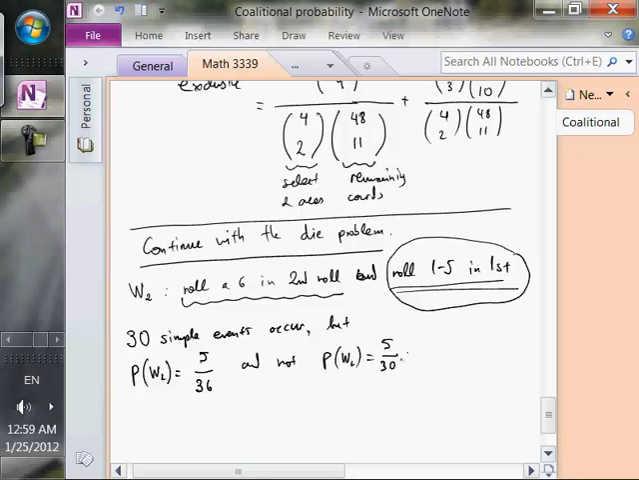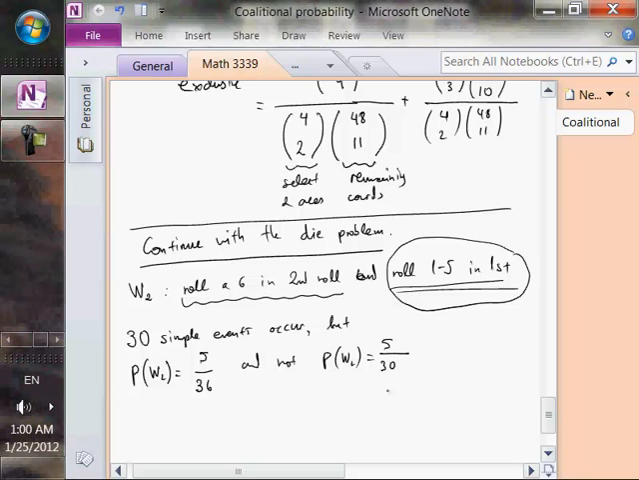Because although we have the same number of simple events, the 30 simple events do not all share the same amount of conditional probability. And therefore, if we try to just count simple events under which W2 can occur, favorable over all simple events, we end up with the wrong answer.